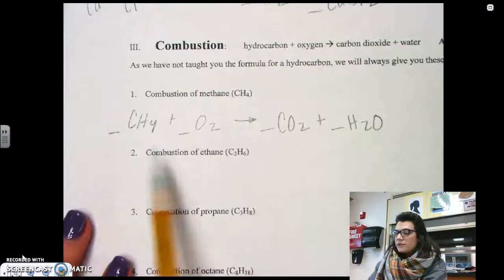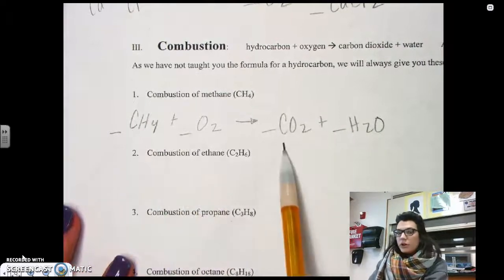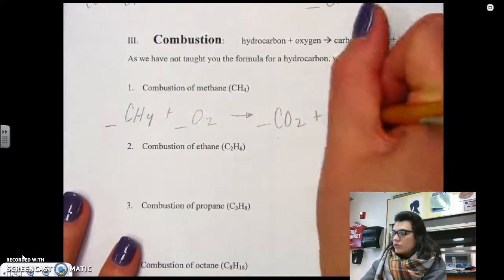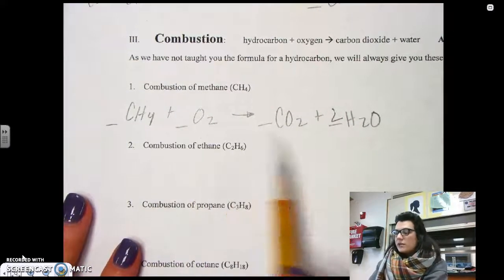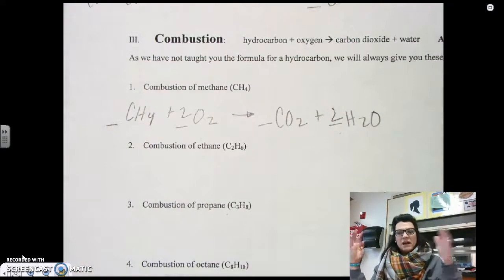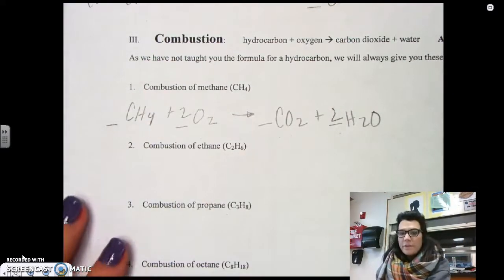So let's just balance. 1 carbon, so it's balanced. 4 hydrogens, 2, so I'm going to put a 2 here. 2 oxygens, 2 plus 2 is 4, so I need to put a 2 here, and I'm balanced. Let's do one more together.